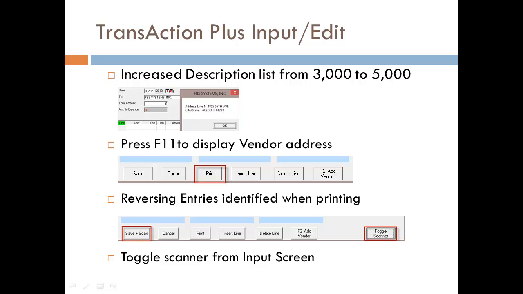We've also, when printing reversing entries, and this is something that some people do, as they're recording entries in accounting, there's a print button. You can print that entry, and if you're trying to build a history trail, this identifies on that screen that it was a reversing entry. And then we can toggle the scanner from the input screen. Tomorrow at 8 o'clock, Sarah and Cheryl are doing the 21st Century Office, and they'll be doing live demos of the scanner interface. You can see how to connect transactions with scanned documents and how to do the paper flow with that.